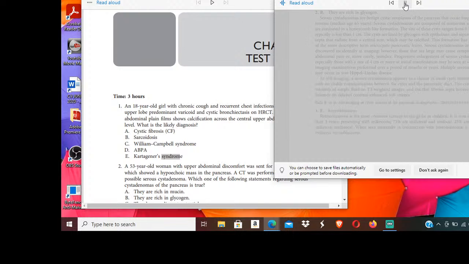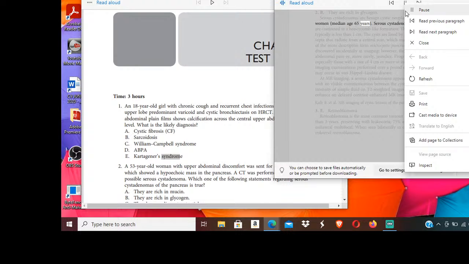2b. They are rich in glycogen. Serous cystadenomas are benign cystic neoplasms of the pancreas that occur frequently in older women, median age 65 years.